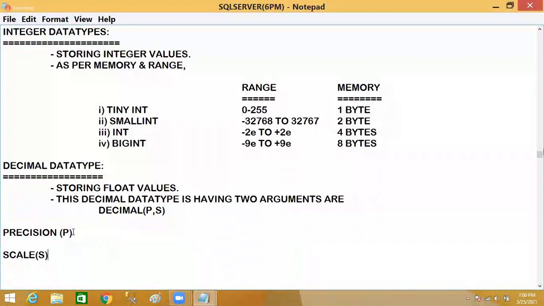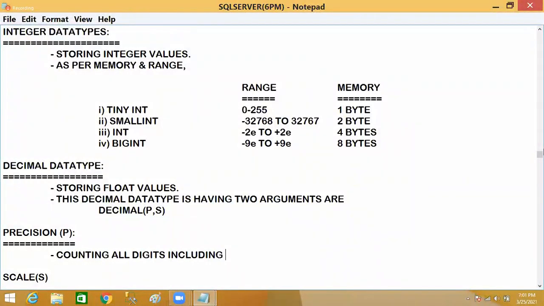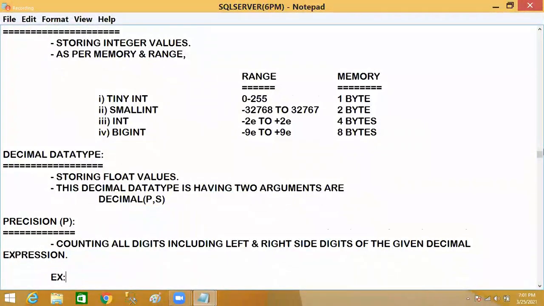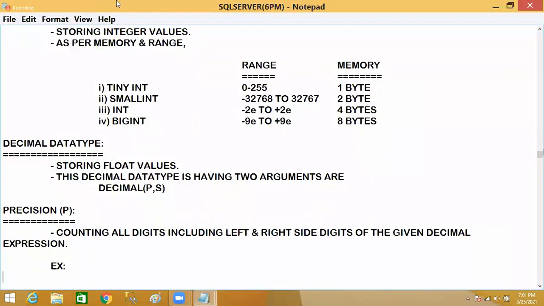Now, what does precision mean, guys? Precision is nothing but counting all digits, including the left and right side digits, of the given decimal expression. So what is the meaning of precision?